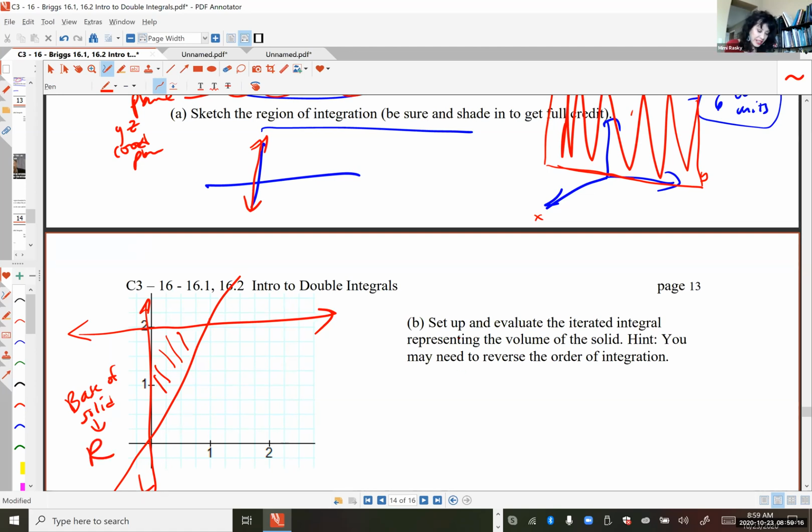So when we set up and evaluate the iterated integral representing the volume of the solid, if I just do the generic version, I'm going to do a double integral over the region R, where R is the shaded region here, and then the capping surface, and then dA. dA is the area element.